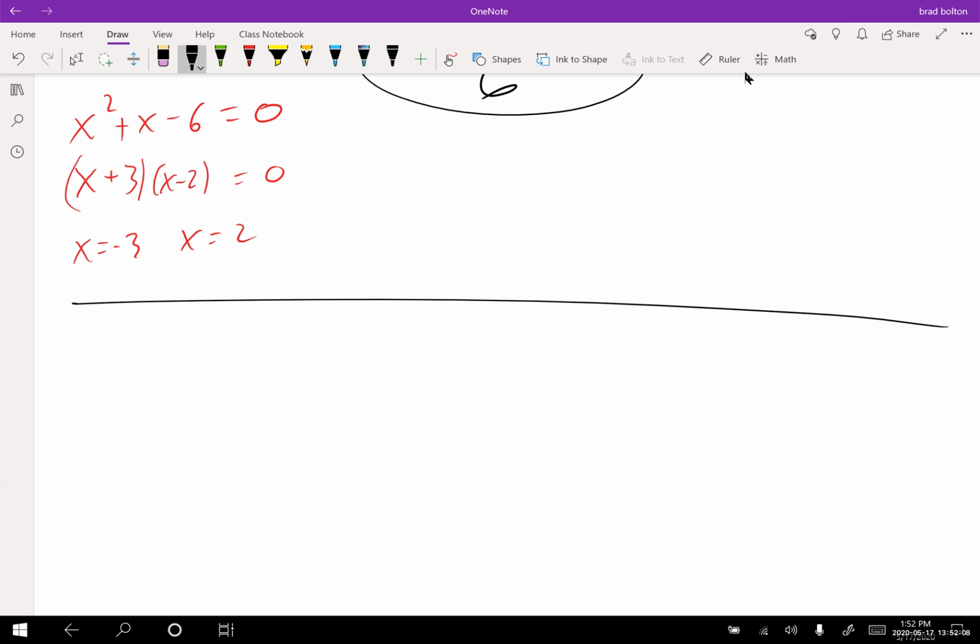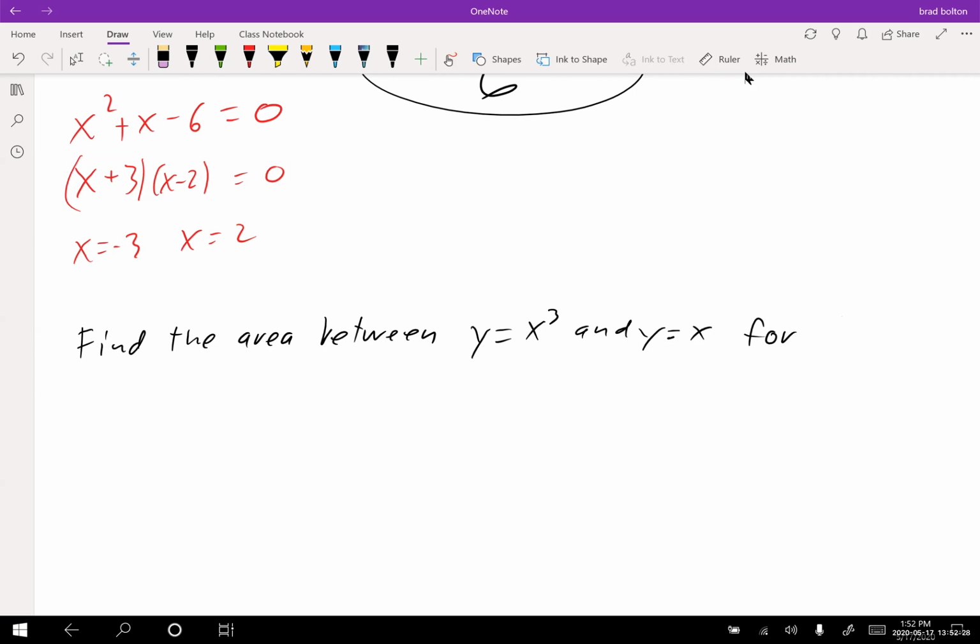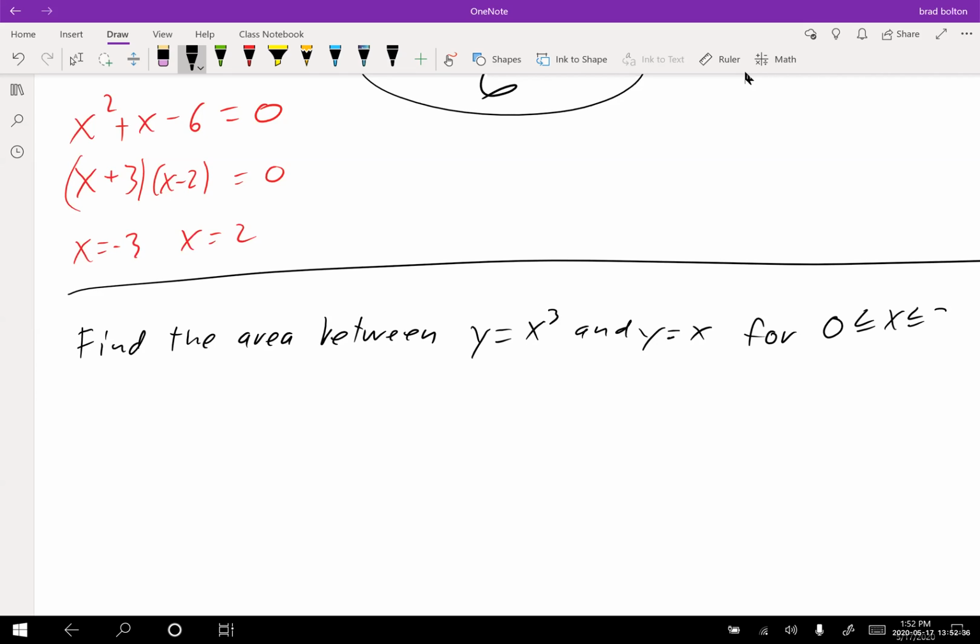So now we have one more. Find the area between y equals x cubed and y equals x for, and now they give me a value, for 0 less than or equal to x less than or equal to 2. So they're telling me the interval they want me to check.